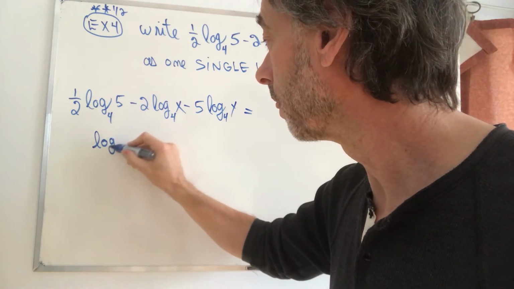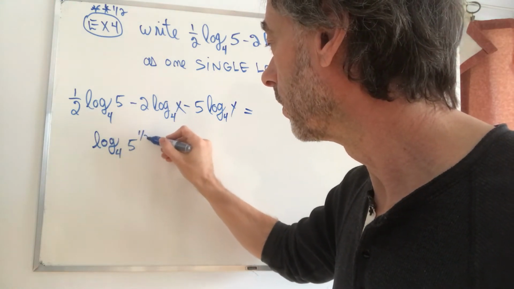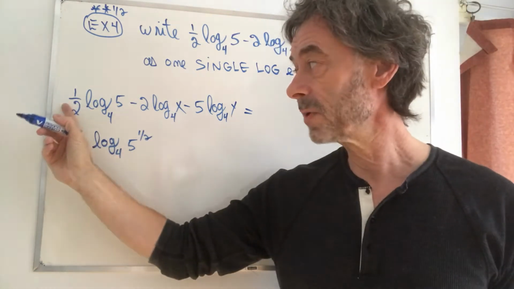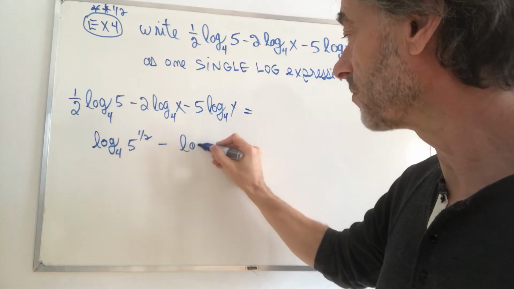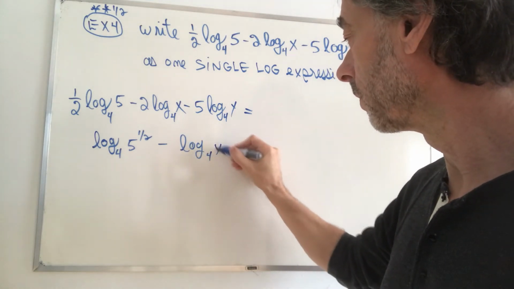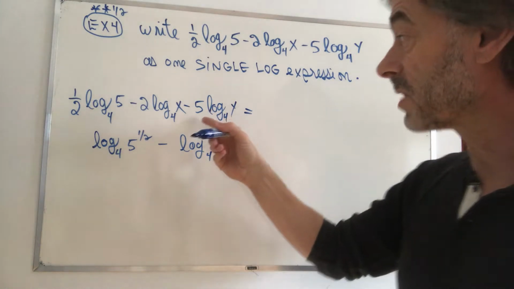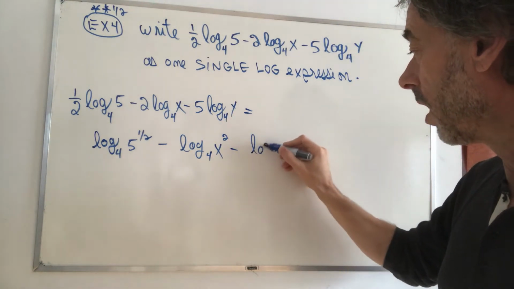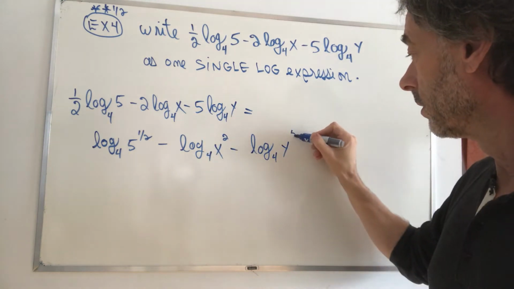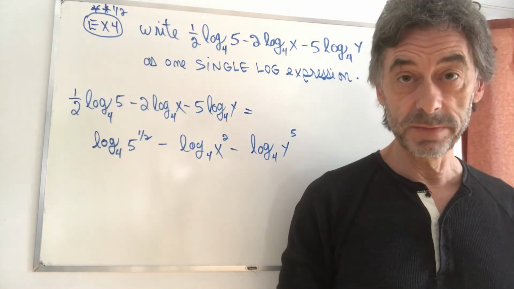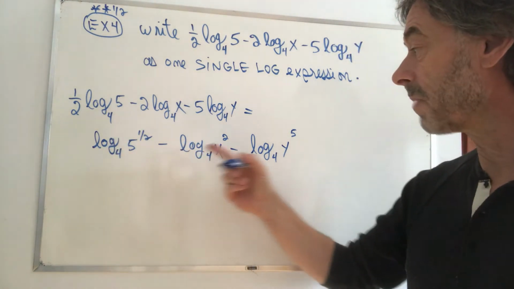Log base 4 of 5 to the 1/2. I brought what's in front as a power of 5. I'll do the same for log base 4 of x. The 2 in front becomes the exponent of x. I'll do something with log base 4 of y. That's y to the 5. Good? Okay. So now I have log of something minus something.